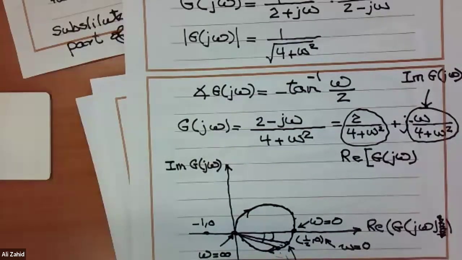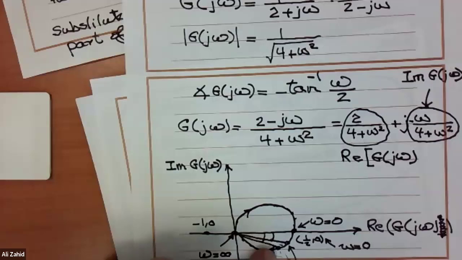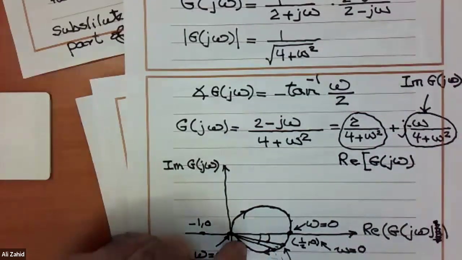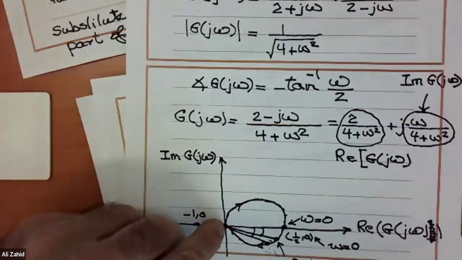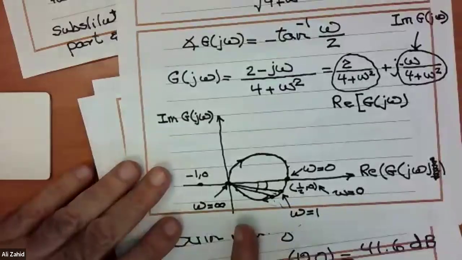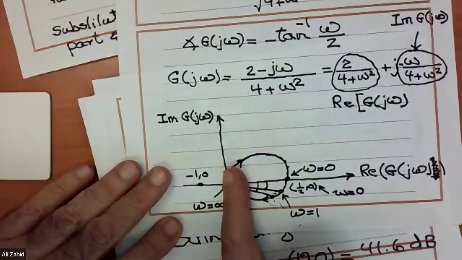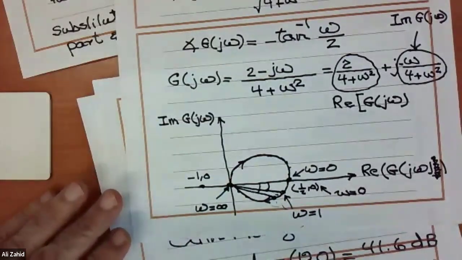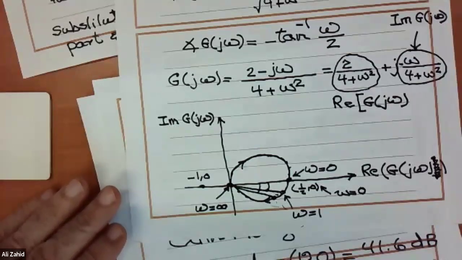Okay. What is the phase here? Minus 30. Minus 40. Minus 50. Minus all the way until what? Minus 90. Why? Because you are headed this way. Did you get it? Yeah, that makes sense.